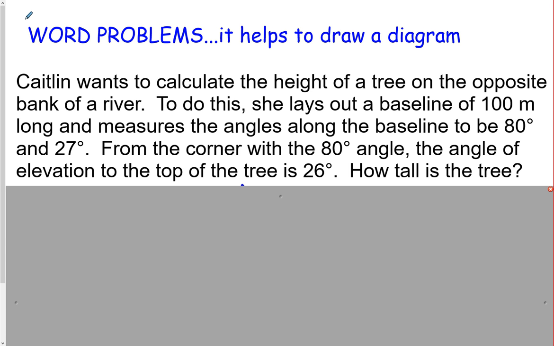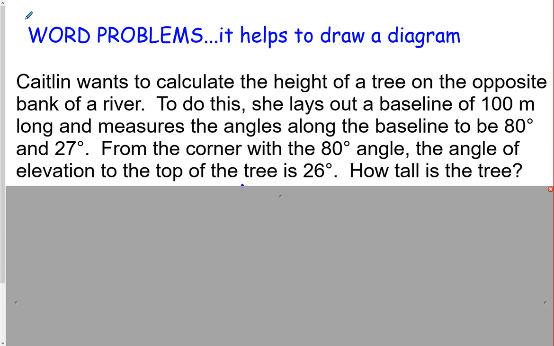I'd like you to read this over. This is a tricky one. I'd like you to read this over, and then I'm going to ask you to try and make a drawing. This is actually a three-dimensional drawing. So it says, Caitlin wants to calculate the height of a tree on the opposite bank of a river. So she's on one side, the tree's on the other side.